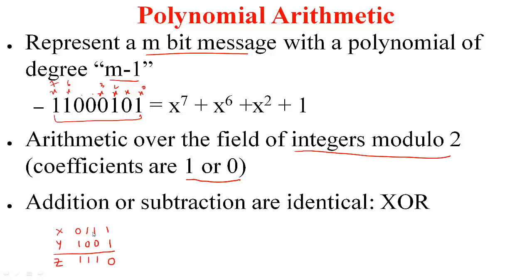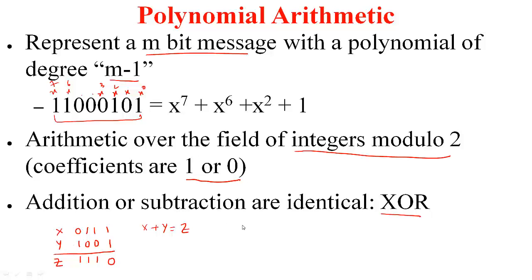Here is an example where I'm adding x and y represented by these bits. Here 1 plus 1 is 2, but I'm taking modulo 2, that becomes 0. Remember, there is no carry here. You just start doing modulo 2. So 1 modulo 2 is 1, 1 modulo 2 is 1, 1 modulo 2 is 1. So x plus y here is equal to z. When you're doing arithmetic over the field of integers modulo 2, it turns out that addition and subtraction are identical. Basically, it boils down to XOR. As you can see here, z is nothing but an XOR of x and y.